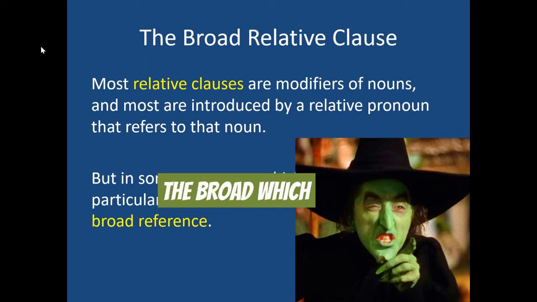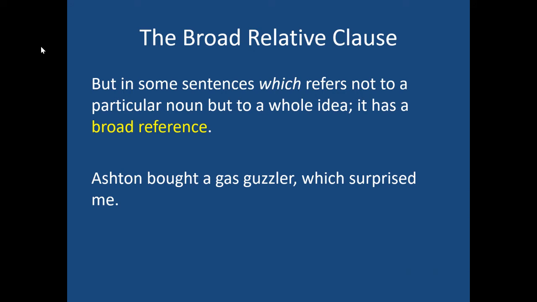Let's take a look at what this looks like. If I said, Ashton bought a gas guzzler, which surprised me. Well, here's this adjective clause or relative clause, which surprised me. But in this case, it may not necessarily be describing just the gas guzzler. In this case, it seems to be describing the entire sentence. What surprised me? The fact that Ashton bought a gas guzzler. That whole thing surprised me. And therefore, the word which is now making a more broad reference to the full sentence as opposed to an individual noun. And this is what we call the broad relative clause or the broad which.